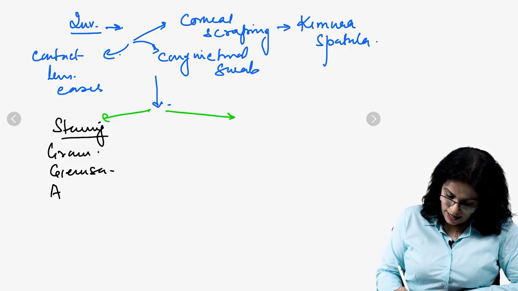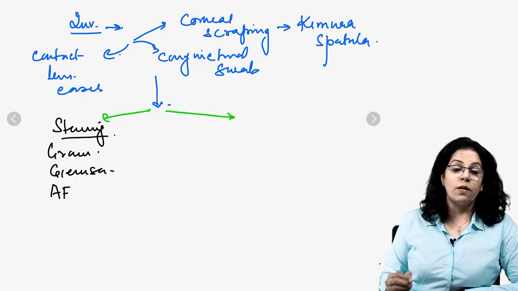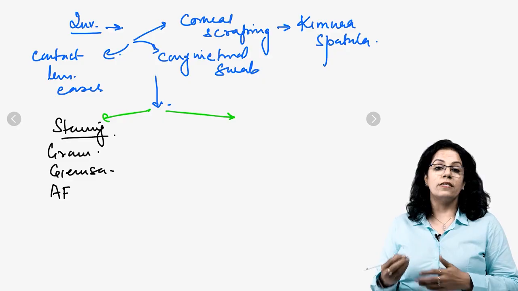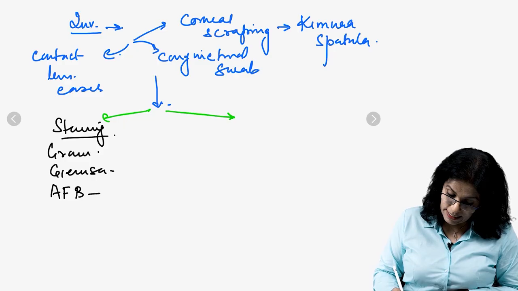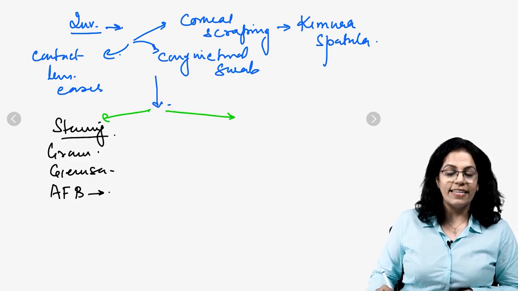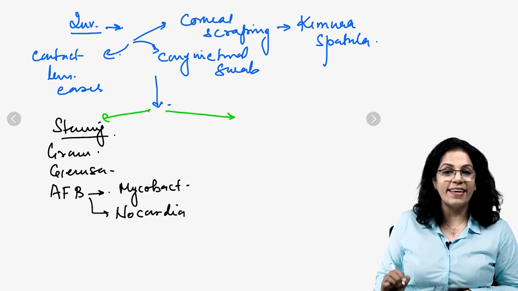AFB. Okay? And AFB is mainly acid fast. This stain is mainly used for atypical infections, or you can say Mycobacterium, Nocardia, which are not common, of course, but if you are suspecting this, you should do the staining, right? So, Mycobacterium or Nocardia. Okay, I hope you are noting down along with me.